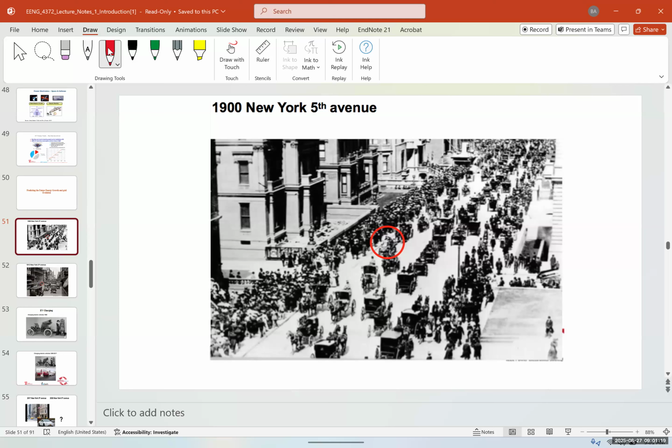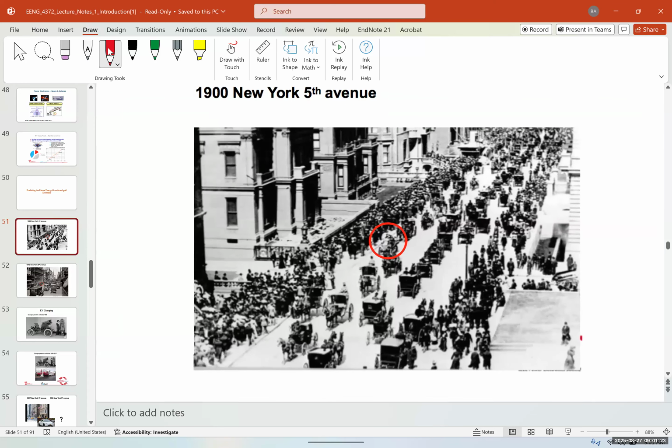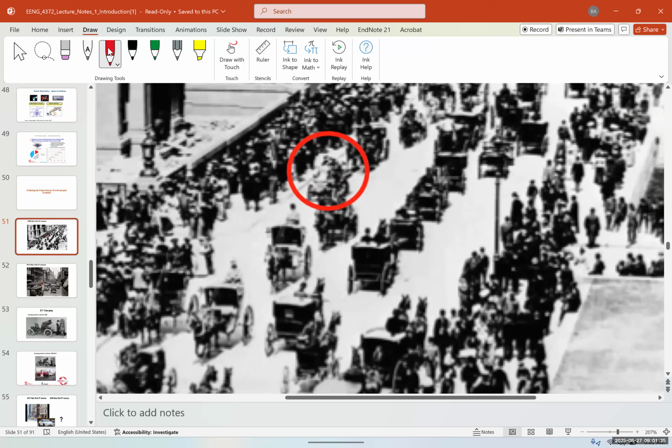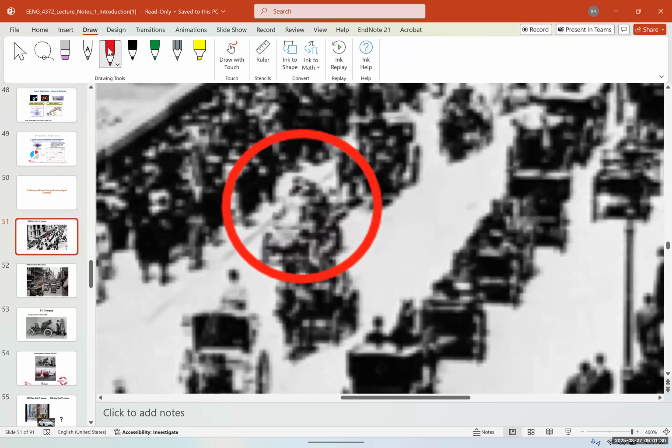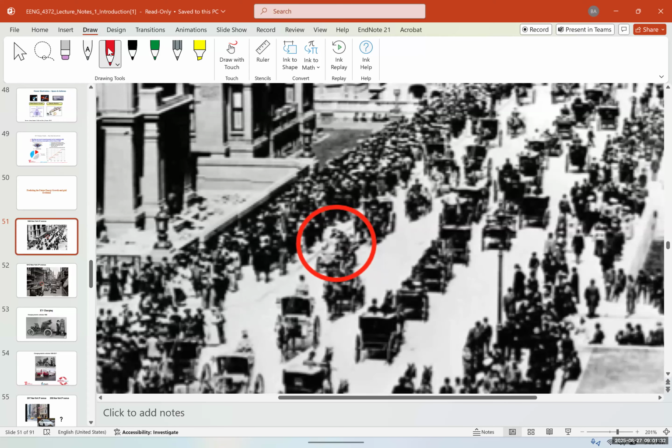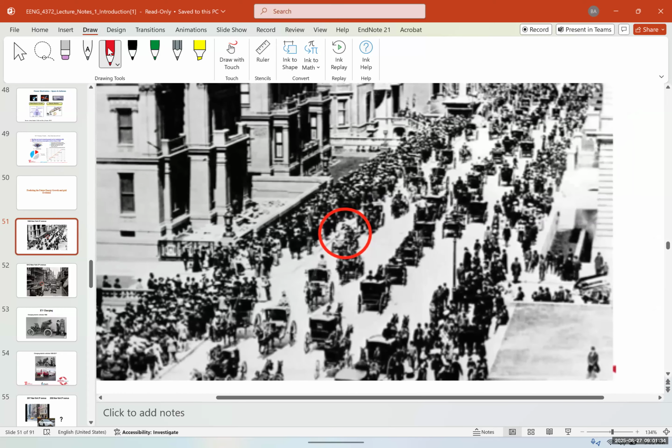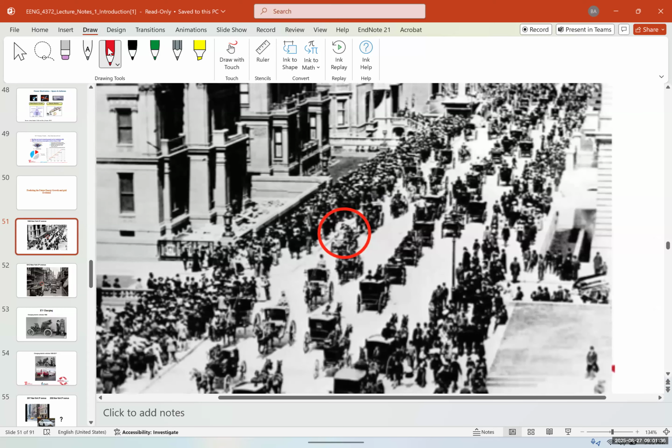Okay, you can obviously tell from here that all of these cars are actually running with horses. Can you see the horses? Yeah, that's a car. All of them are running by horses. And you would be surprised that the first internal combustion engine came out in the 1880s.